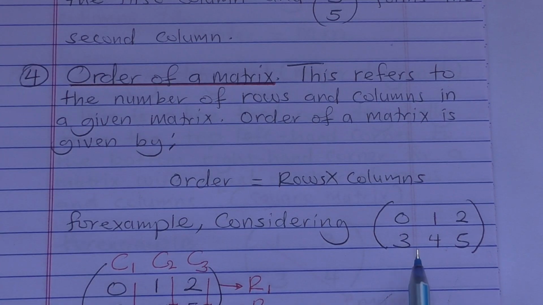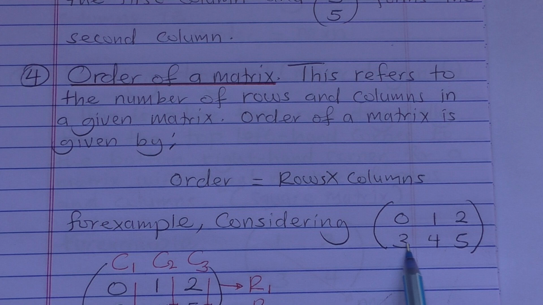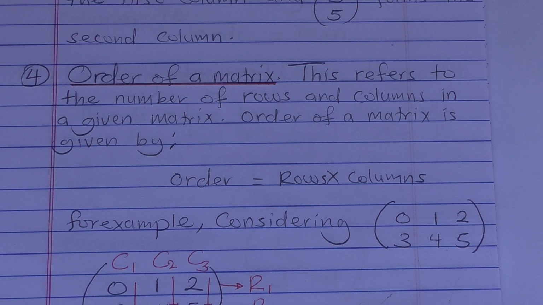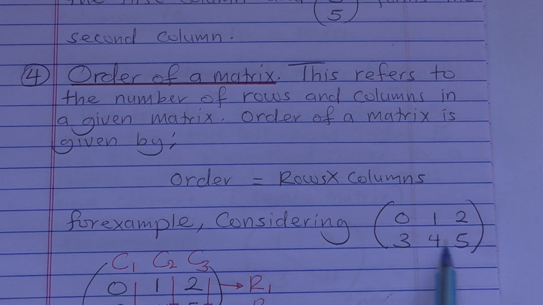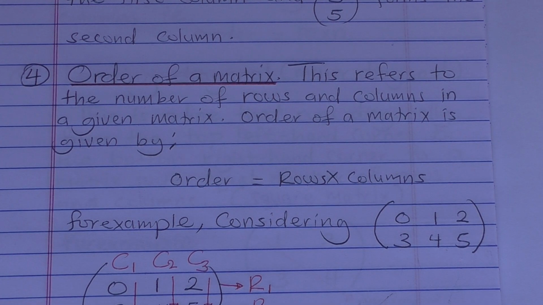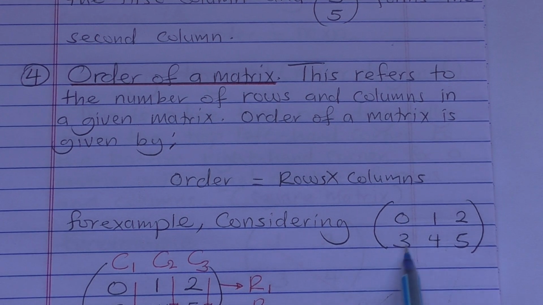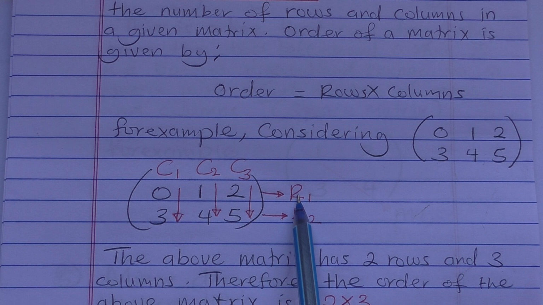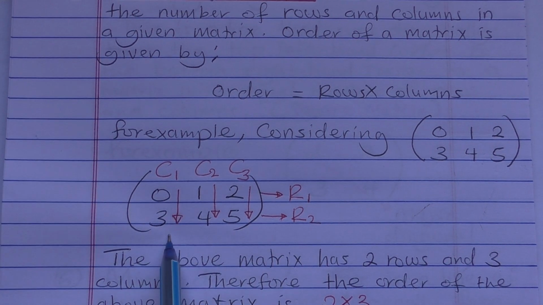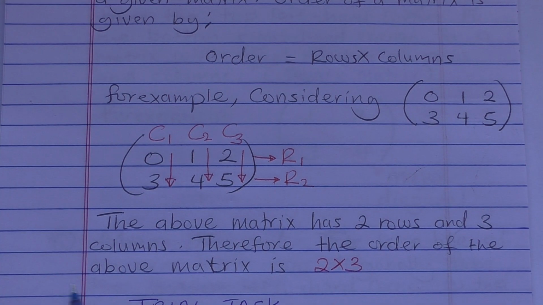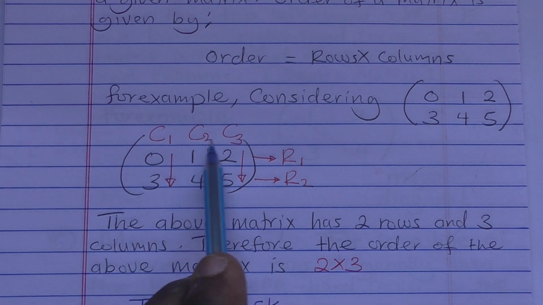For instance, we have a matrix here. It has 2 rows but 3 columns. So, meaning that this is a 2 by 3 matrix. We start with the number of rows and end with the number of columns. So we call this a 2 by 3 matrix. This is how we determine them. This is row 1, this is row 2, this is column 1, column 2, column 3. And therefore, the above matrix has 2 rows and 3 columns.